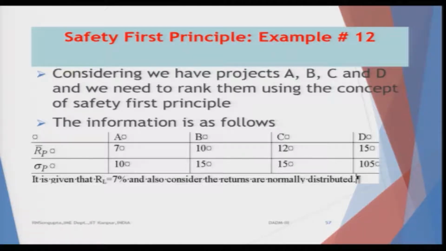The RP bar values of A, B, C, D are respectively 7, 10, 12 and 15, while the values of the standard deviations are 10, 15, 15 and 105. So, these are the standard deviations. Obviously, you will square them to find out the variances. So, if RL is given as 7% and also consider the returns are normally distributed, you would rank the decisions based on the concept of safety first principle.